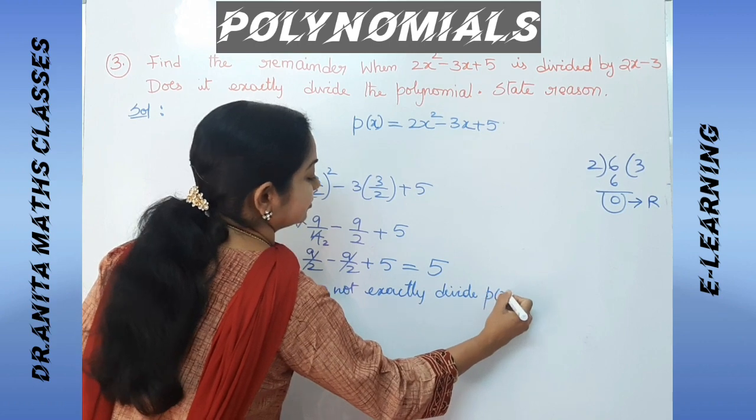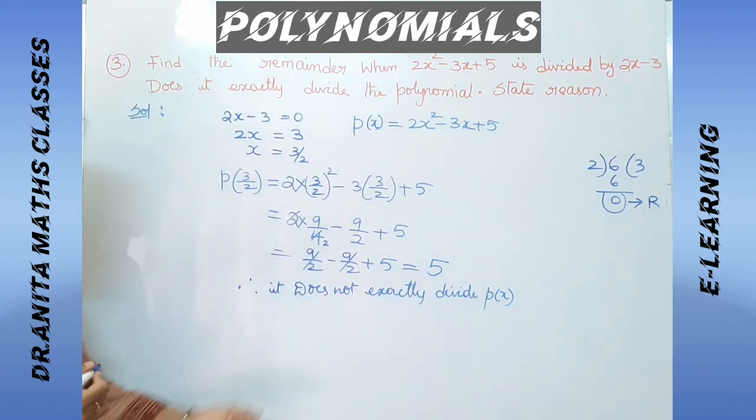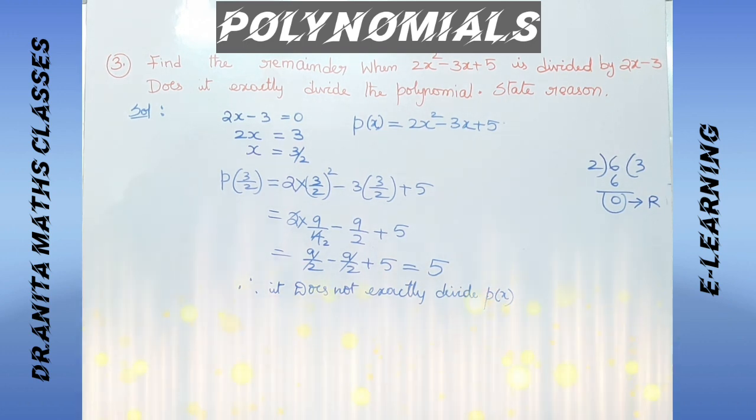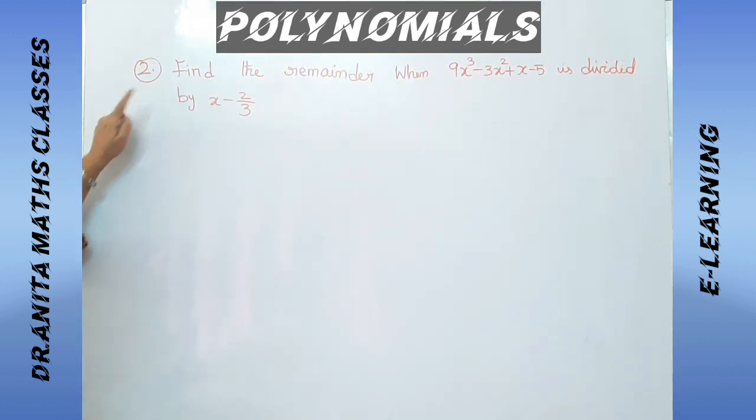P of x, because P of a is 5. Please pause the video and note it down. Now this is: find the remainder when 2x square... wait. So this is the fourth problem, right?